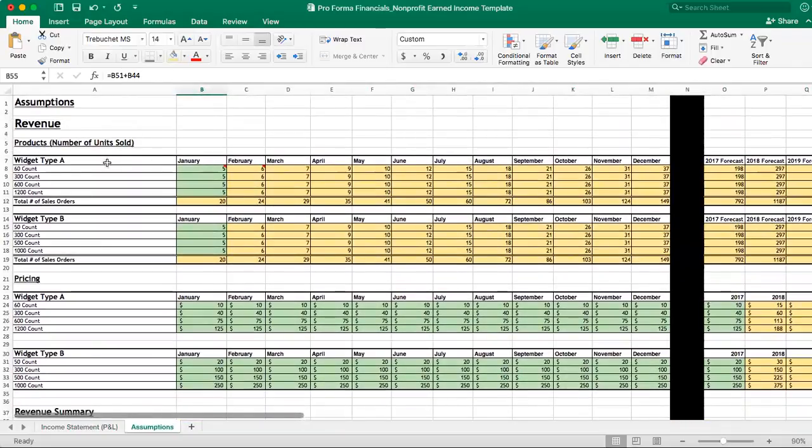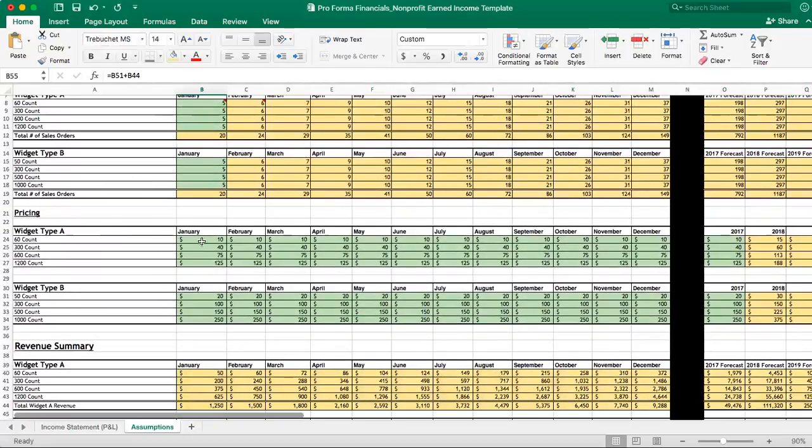Overall, the revenue section is outlined like this. We have the number of units we expect to sell for widget A and widget B on each of their product lines, a 60 count, 300 count, 600 count, 1200 count. For type B, a 50 count, 300 count, 500 count, and 1000 count. We also have the price that's associated with each of those. Notice that I'm selling the 60 count for $10. I'm selling the 300 count for $40, and so on.